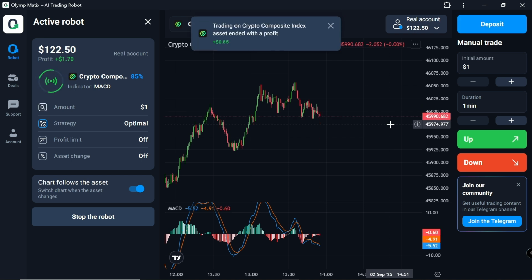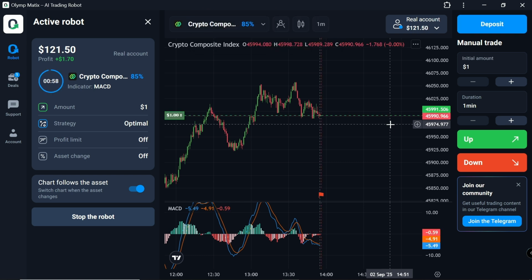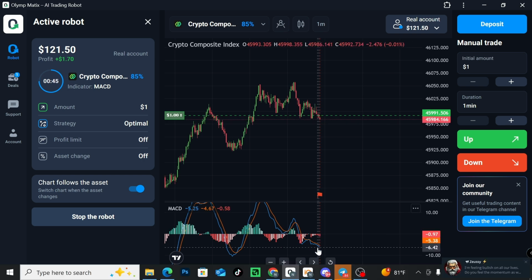As you can see, guys, the robot is doing amazing work. We're already up by two positions, guys, with the MACD indicator. So right now the robot is taking a buy.